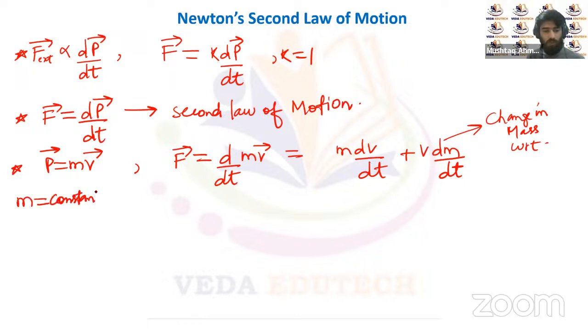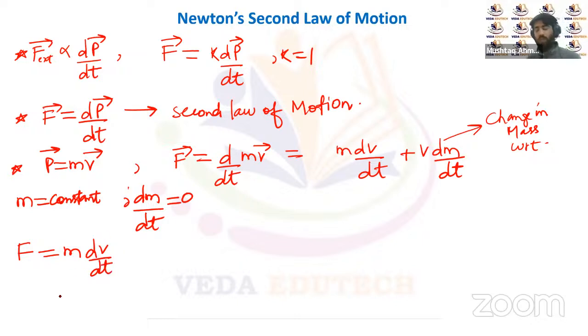If m is constant, then mass will not change. So dm over dt has to be equal to 0, right? If dm over dt is equal to 0, then we can rewrite this equation as F is equal to m dv over dt. And dv over dt is the rate of change of velocity with respect to time. We define it as acceleration, a. So force will be equal to m into a, right?